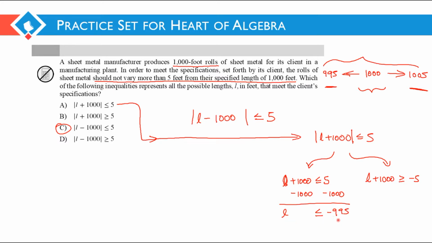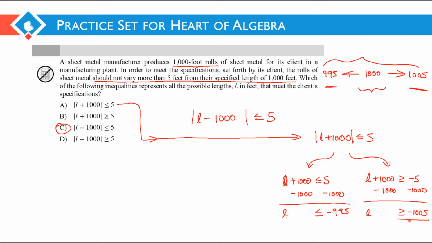And we have to multiply everything by negative 1. I'm sorry, no, we don't have to multiply everything by negative 1. We get L is less than or equal to negative 995. And on this side, we do minus 1,000, and we total everything out here as well, and you'll get L is greater than or equal to negative 1,005.